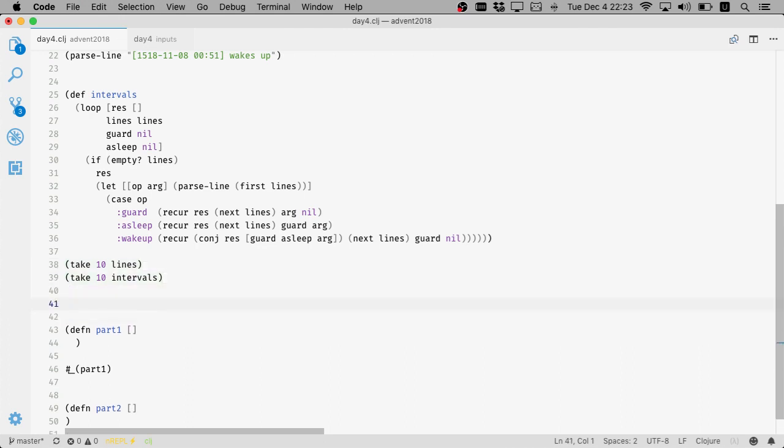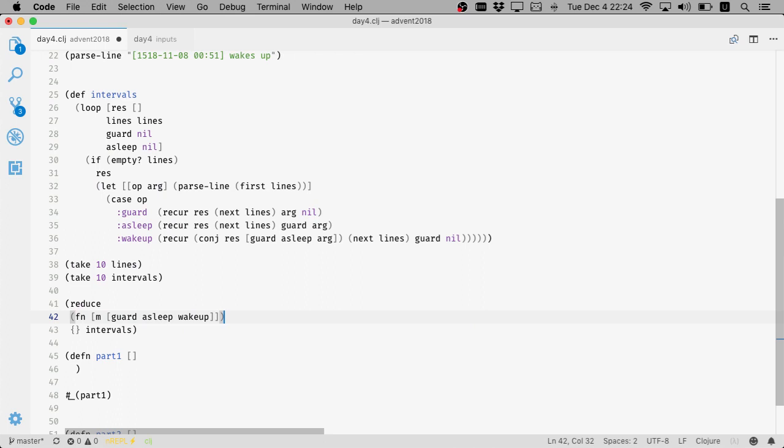So basically, we just iterate over intervals, right? So basically reduce all intervals. So each guard's times are here. And what we need to do is map guard, sleep, wake up. Right, so those are our arguments. So basically what we do is we update M at the key guard. What we do is basically we try to sum it up, plus or 0, and we try to wake up.